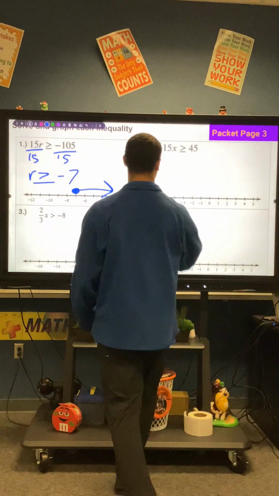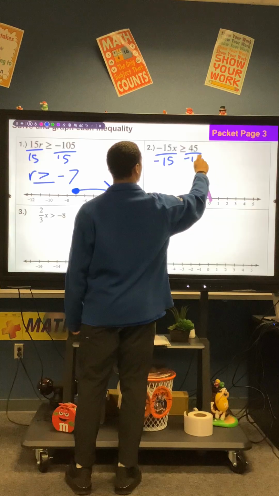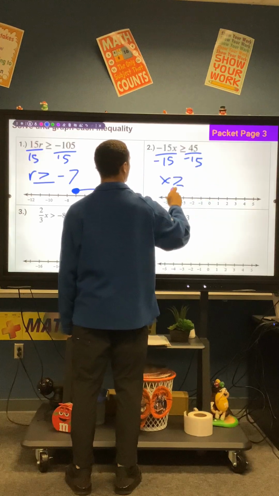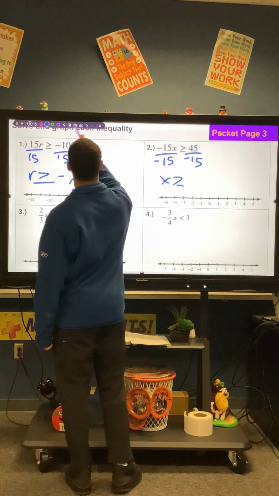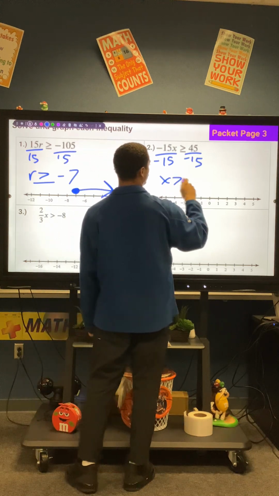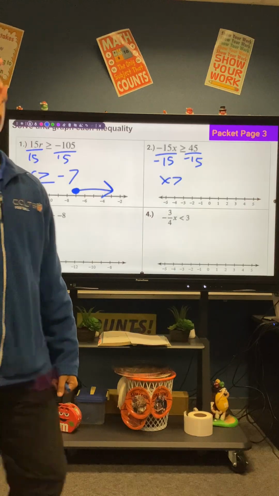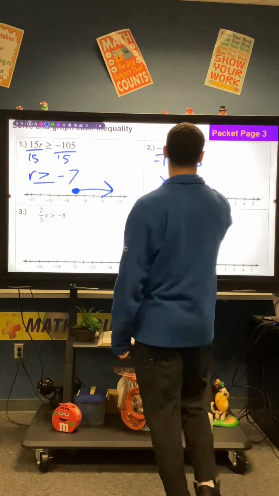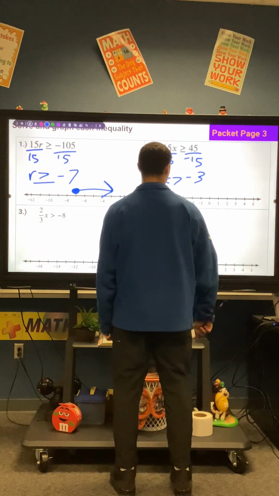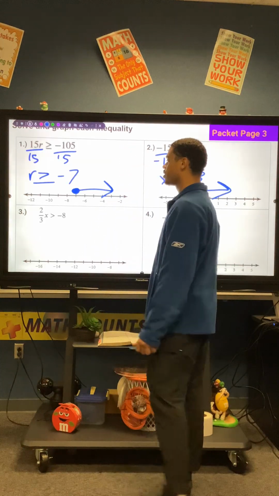Same thing for here, we're gonna divide each side by negative 15. What's 45 divided by 15? This is gonna be a negative 3. So then I go to negative 3, open circle, still going to my right.